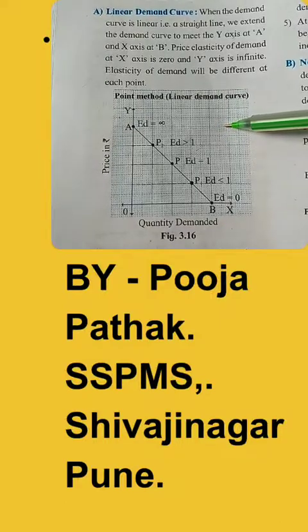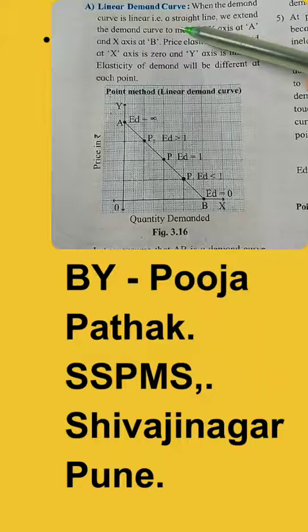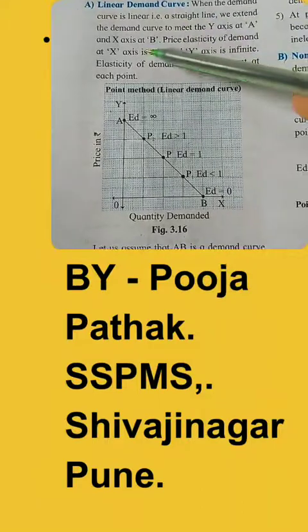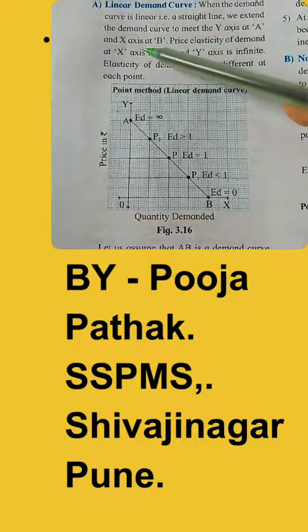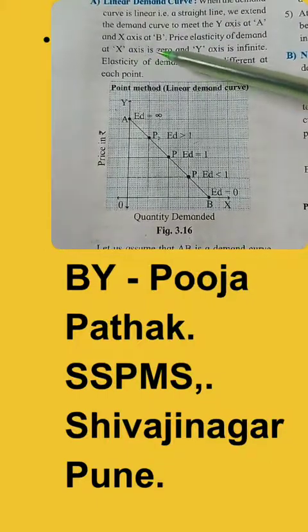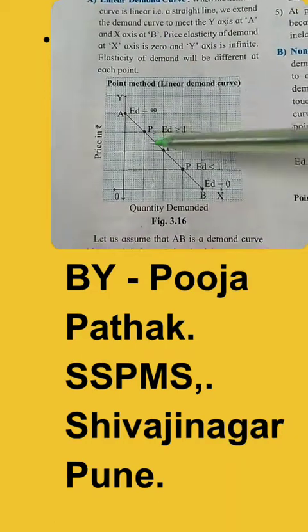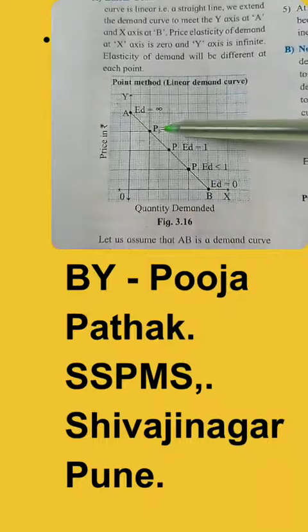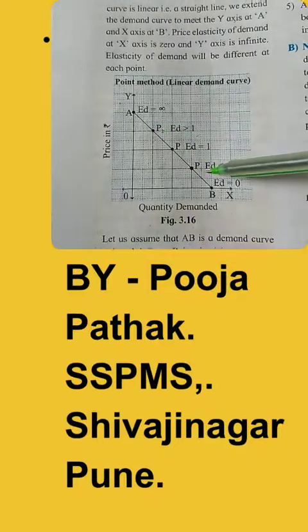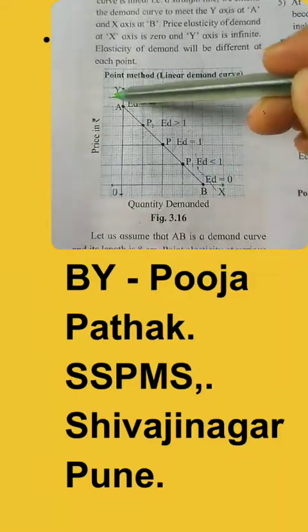In case of a linear demand curve, that is a straight line, we extend the demand curve to meet the y-axis at A and x-axis at B. Means see, your demand curve will never touch here and here. It will be from here to here. So what you will do, you will be extending the line to meet the axis.